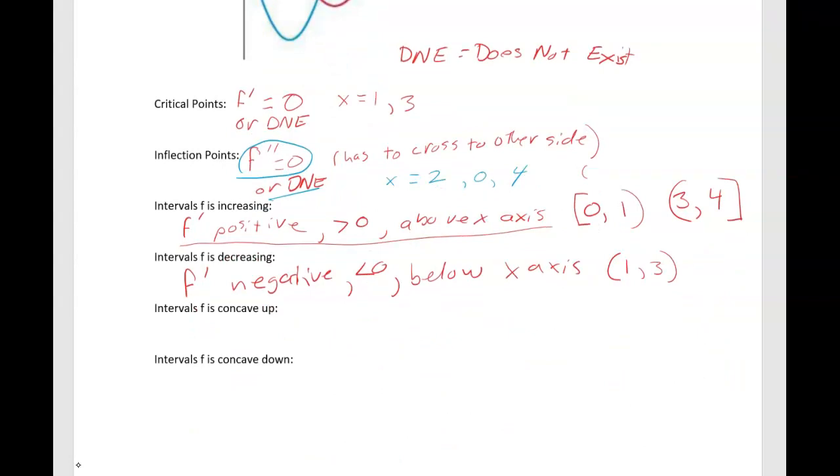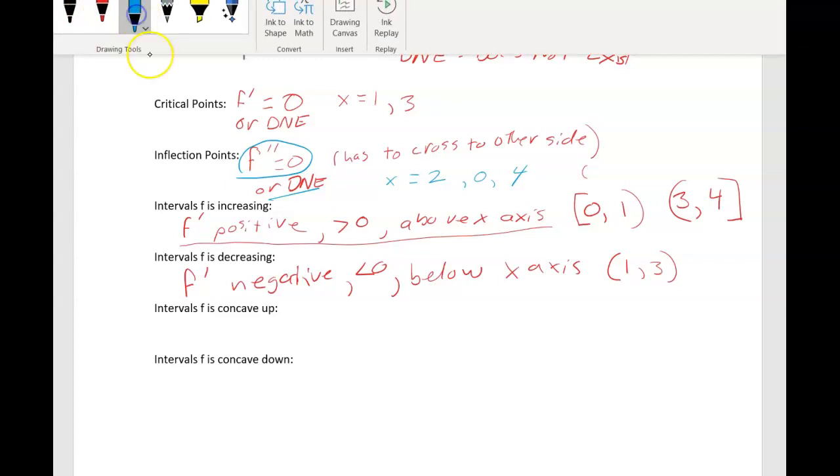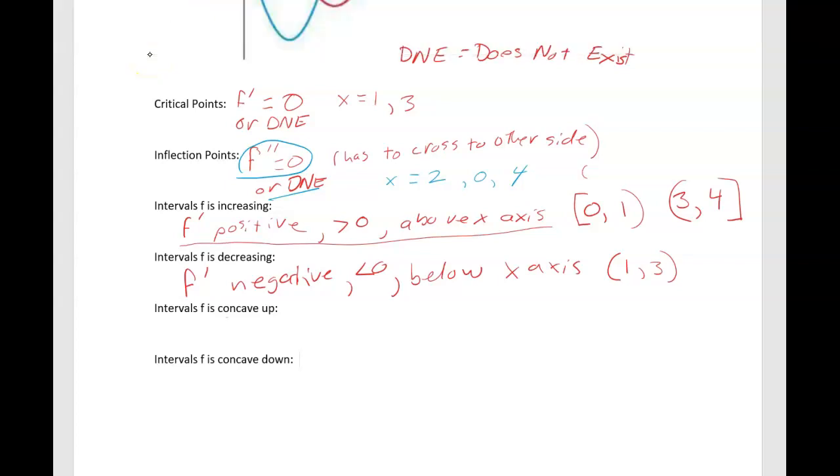Now, intervals where f is concave up. I'm going to change my pen to indicate concavity comes from the second derivative. Whether it's shaped like this, which is what we want for concave up, or like this for concave down. That would be the shape of the function if it's concave up. That would be the shape of the function if it's concave down. So I want the second derivative is positive, so I'm going to look at the blue graph. It is greater than 0, or it is above the x-axis.